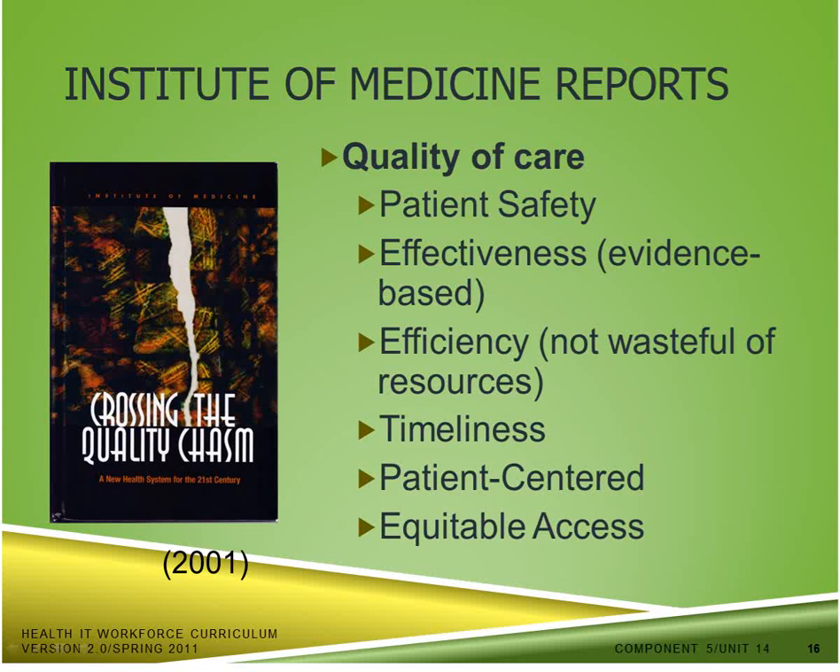Two years after that report, there was a second report that was called Crossing the Quality Chasm, and it made several important contributions to the national quality movement. It defined quality care into 6 components: patient safety, effectiveness or evidence-based, efficiency, so that it wasn't wasteful resources, timeliness, patient-centered, and equitable.